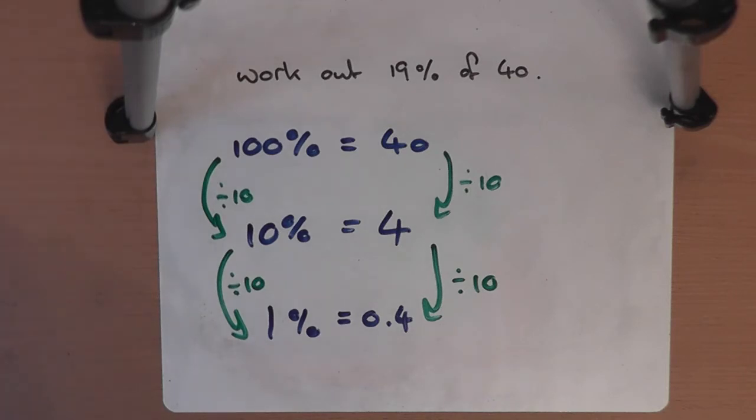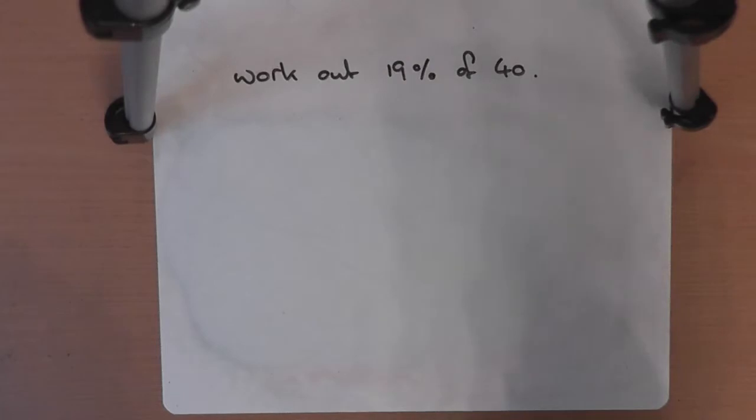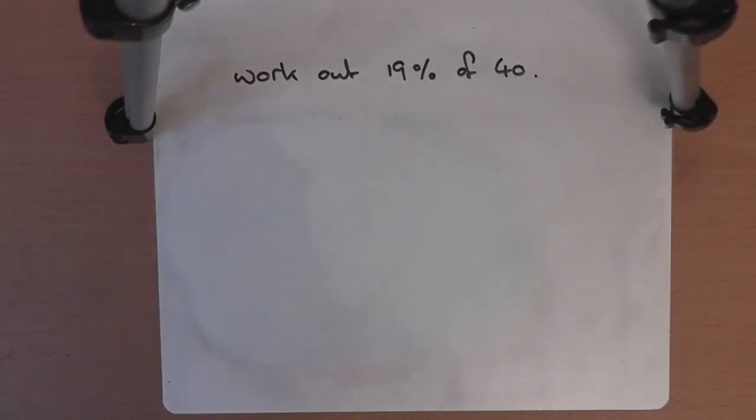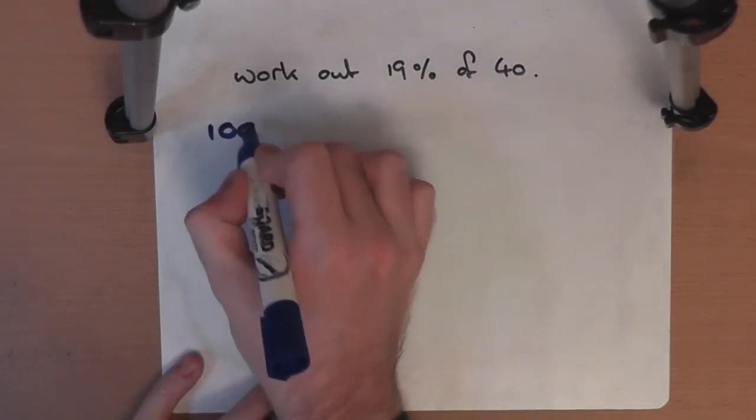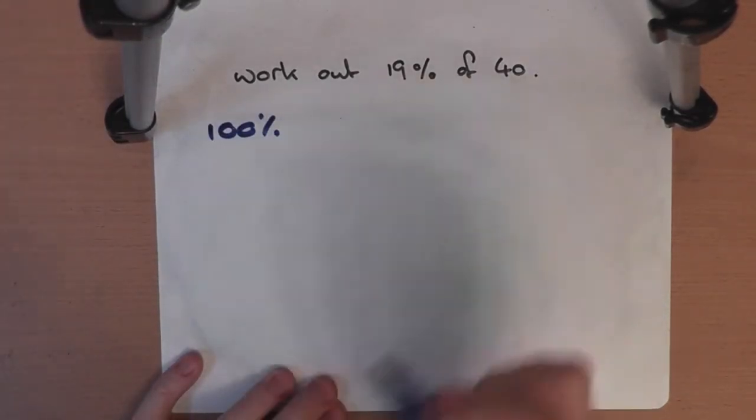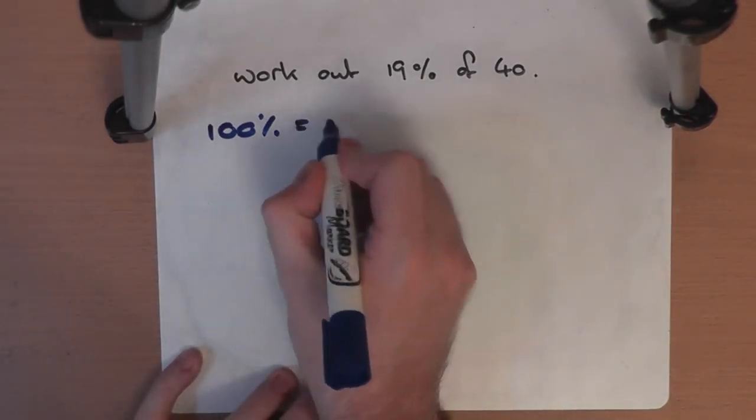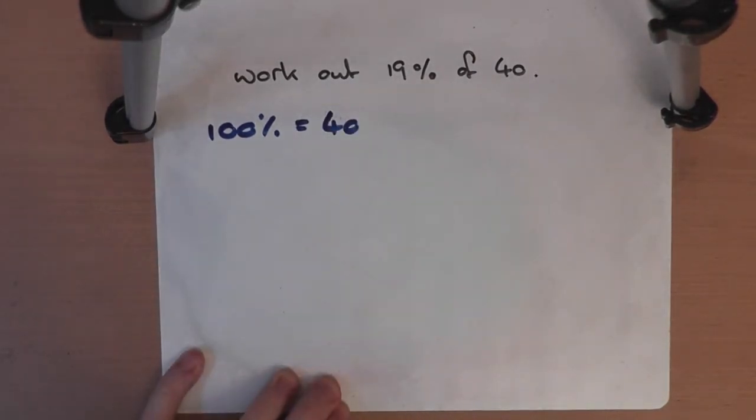Let's go back to this question that we started with. Work out 19% of 40. The key thing about finding all those easy percentages is that we can do those without a calculator generally. Because now we can look at this question and we can say we need to work out 19%. Well, that's quite difficult. But we could start with the 100% is 40. We could then find all of those easy percentages that we can work out.